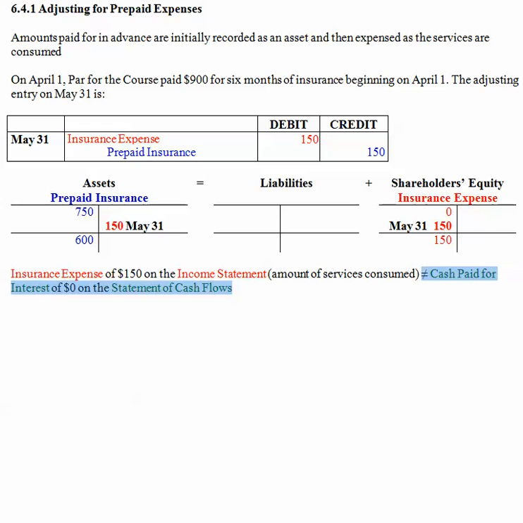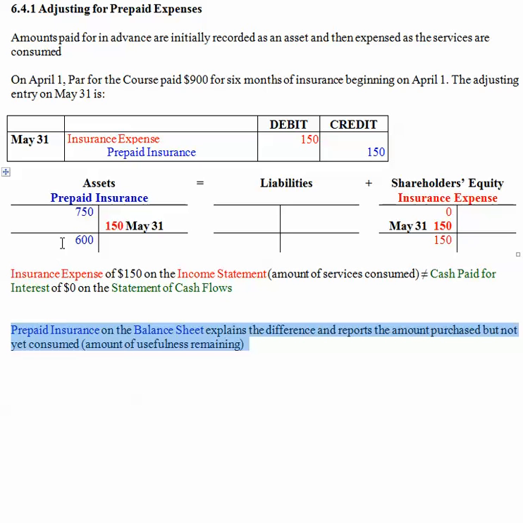All right, so the balance sheet's going to explain this difference. It's going to say, okay, you used 150, you paid nothing, but that's because you had paid for amounts in advance. The 600 is 4 months left of use. That will be adjusted each month as you get the service. So this is another example of the expense recognition principle. You don't record the expense until you get the service. It doesn't matter whether cash went out or not.